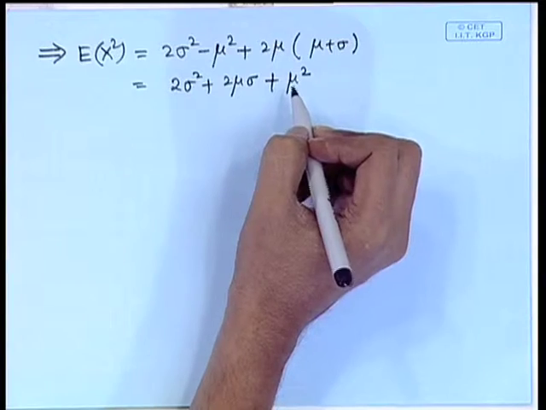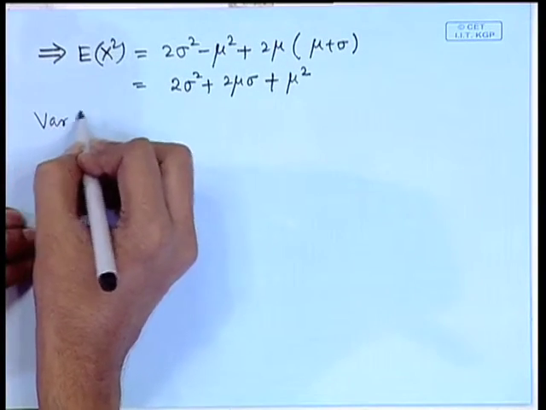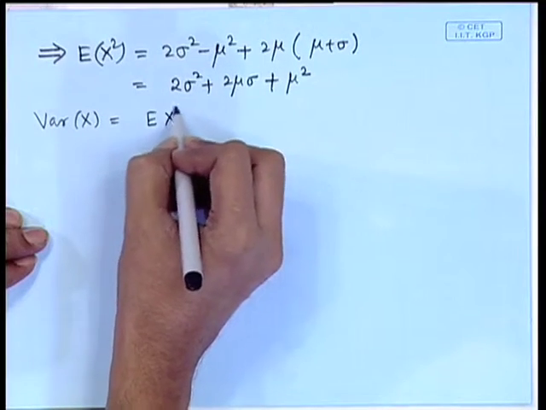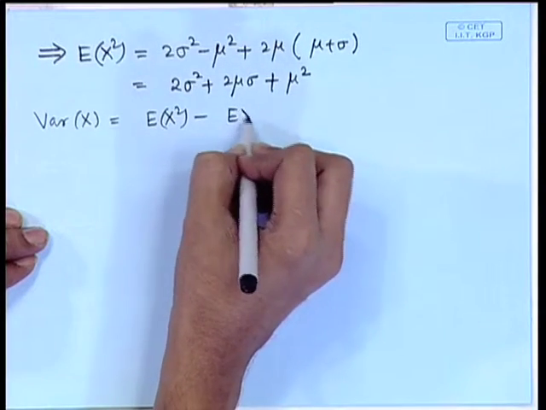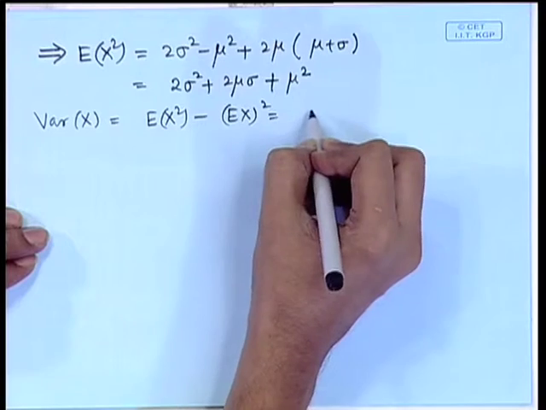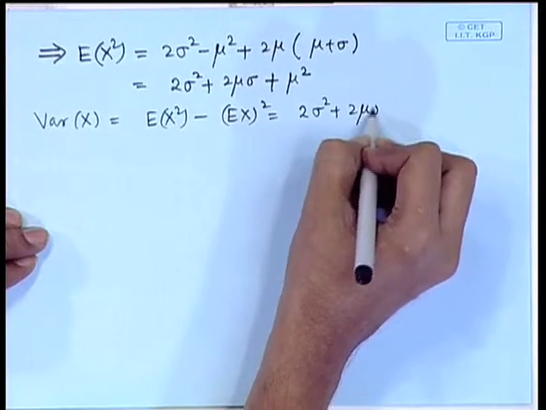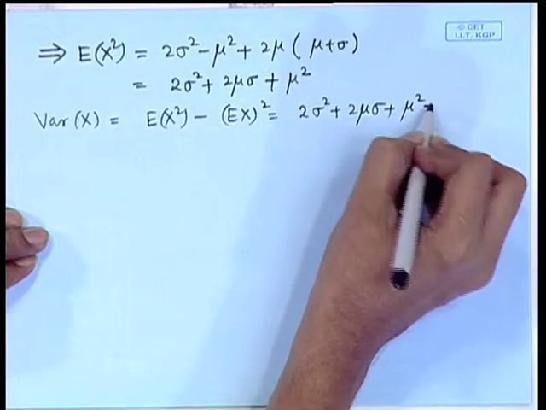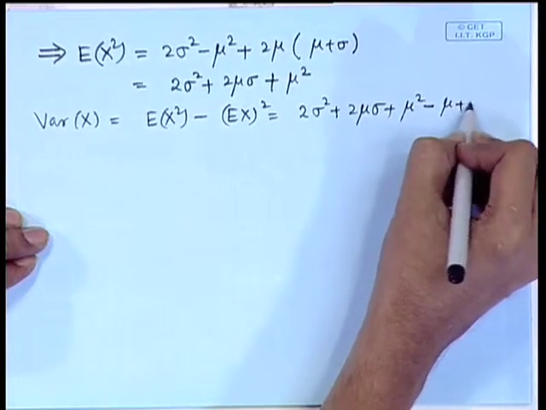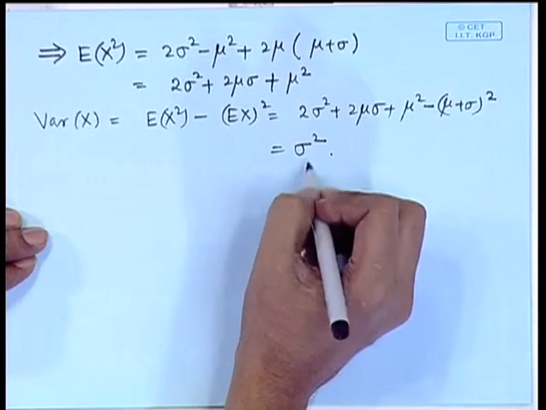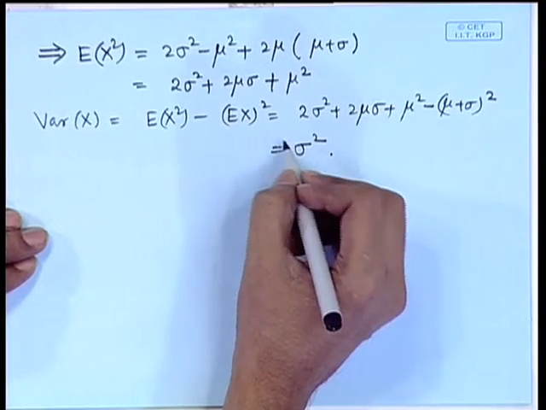So, if we calculate the variance of x, that is equal to expectation x square minus expectation x whole square, that is equal to 2 sigma square plus 2 mu sigma plus mu square minus (mu plus sigma) whole square, which is simply sigma square. So, variance has not changed by shifting.